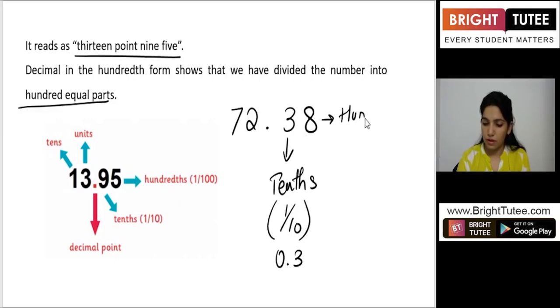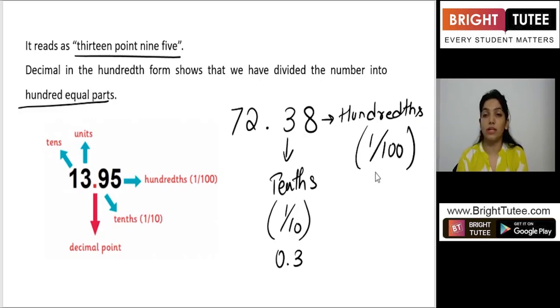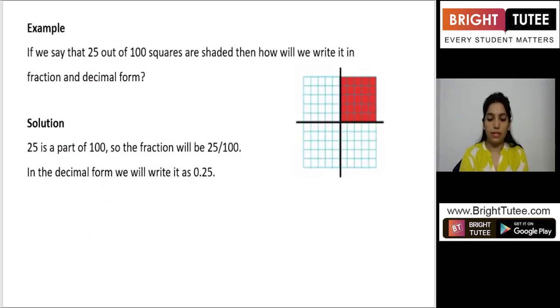It is hundredths place. So it is 1 over 100. And because 8 is sitting at the hundredths place, so it is 0.08. Clear? Now let us see how we can read these numbers, the decimal numbers till the hundredths place, using a diagram.